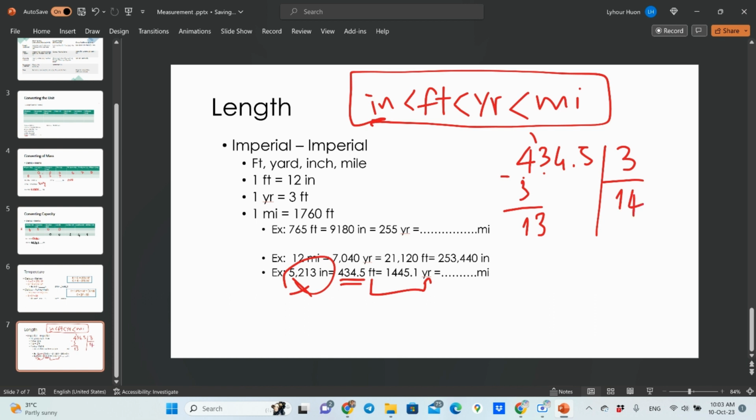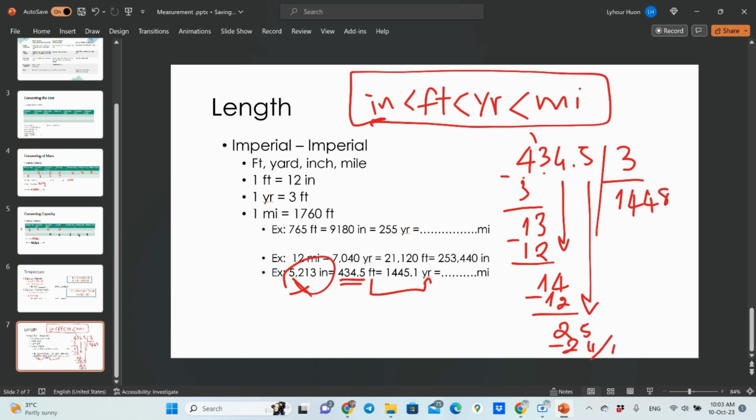Okay, correct. 4 times 3, which is 12. So we have 1. Then we drop these 4. And yes, we have another 4. 4 times 3 is 12, which is 2. And then we drop the 5. We can have how many? 8. Yeah, 8 times 3, 24. And then, okay, 1 and go on. But we have one decimal here, correct? So where is the decimal we should put?